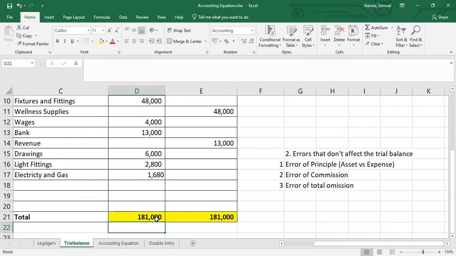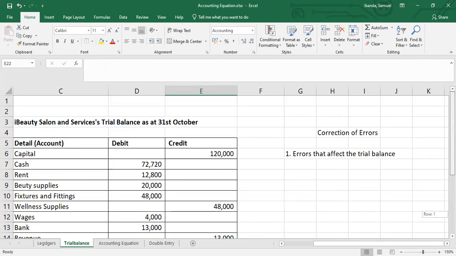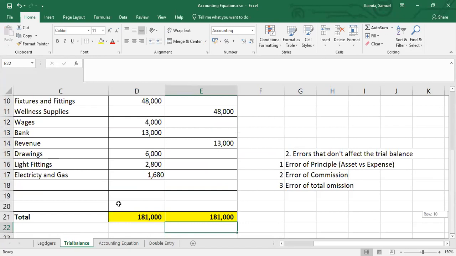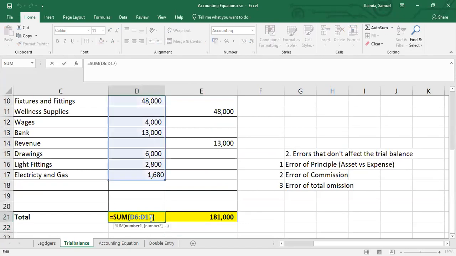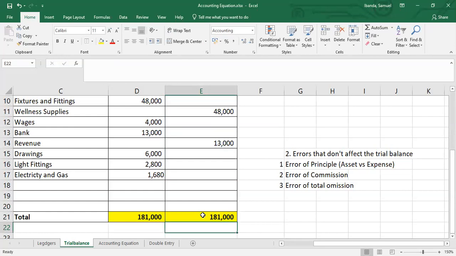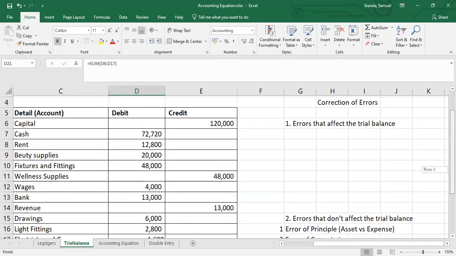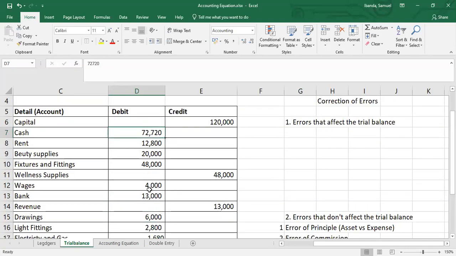When you look at the two sides, I'm still having the same totals. You get it? I still have my 181 and also 181 this side. What does that show you? Remember, these figures have errors in them. I've excluded something. Even here, I've excluded something. You get it?